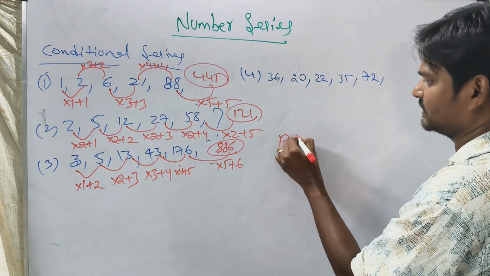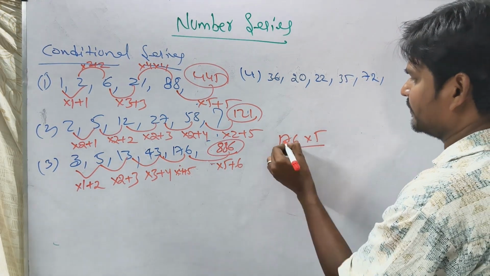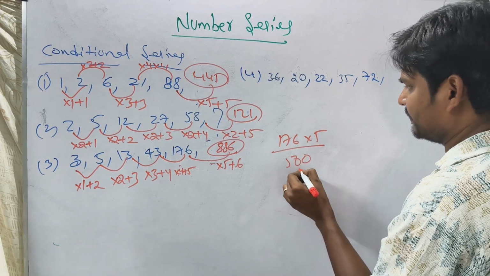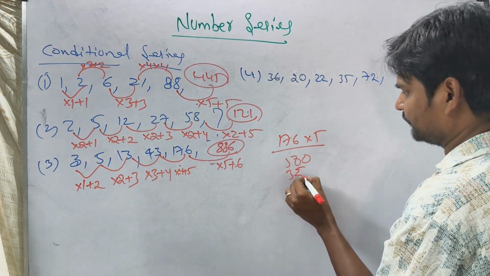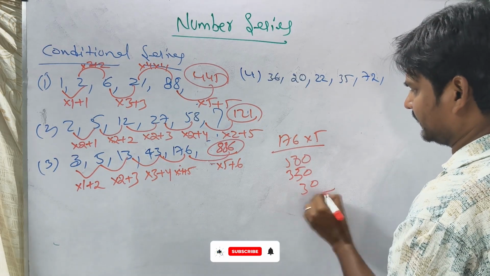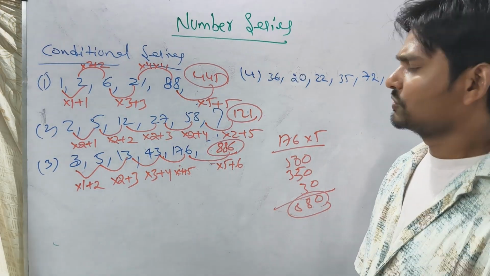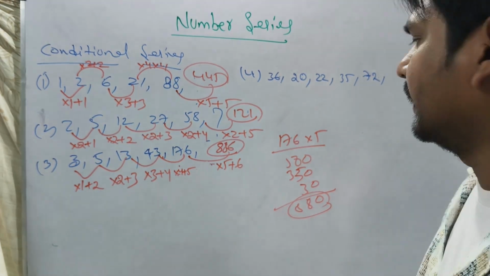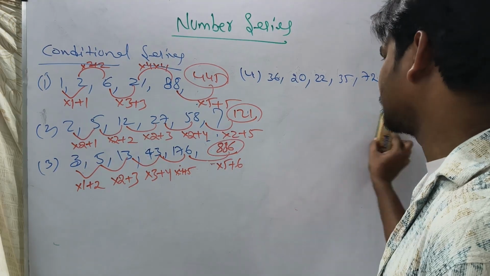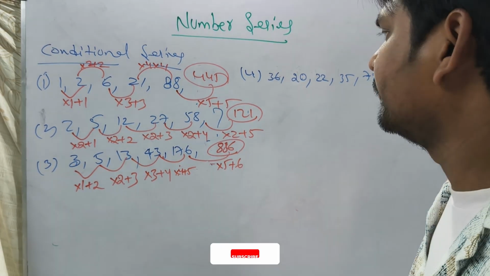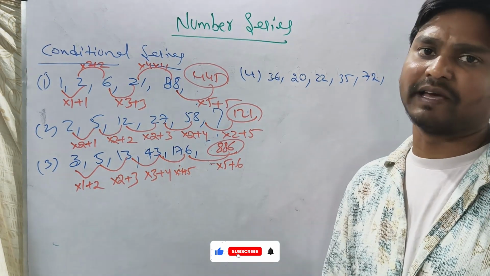See, 176 into 5. First 5 into 100, 500. 5 into 70, what? 350. Now 5 6s are 30. Now together if you add, 880 plus 6, 886. So like this you have to add. So this is the split and merge method, this one is speed maths. If possible, I will do one more class for the speed maths also.